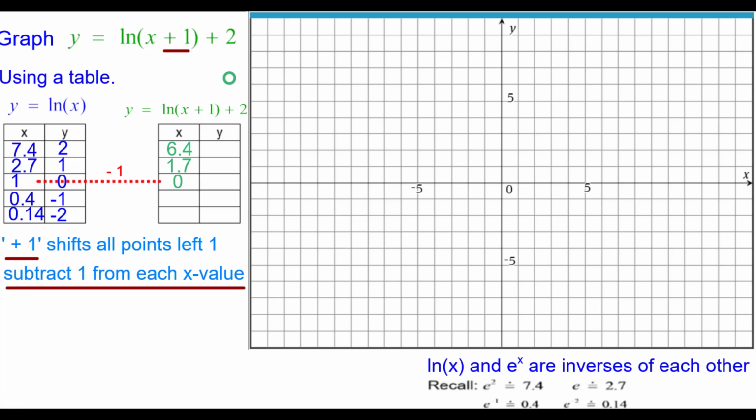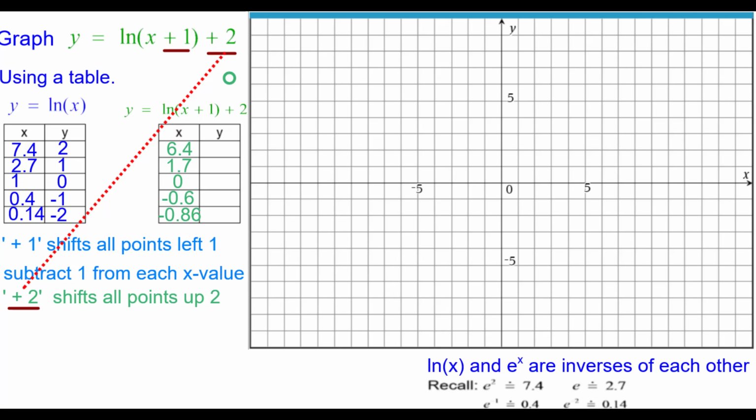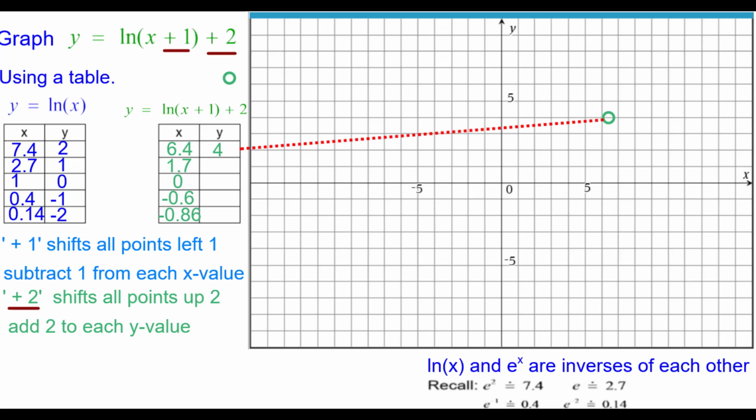One minus 1 is 0. 0.4 minus 1 is -0.6. And 0.14 minus 1 is -0.86. The other parameter, plus 2, shifts all points up 2, which means we need to add 2 to each y value. So 2 plus 2 will be 4. And now we can go ahead and plot that point, 6.4, comma 4. We're going to ask you to pause, complete the 4 other y values, plot the points, and finish the graph. Press resume when you're ready.